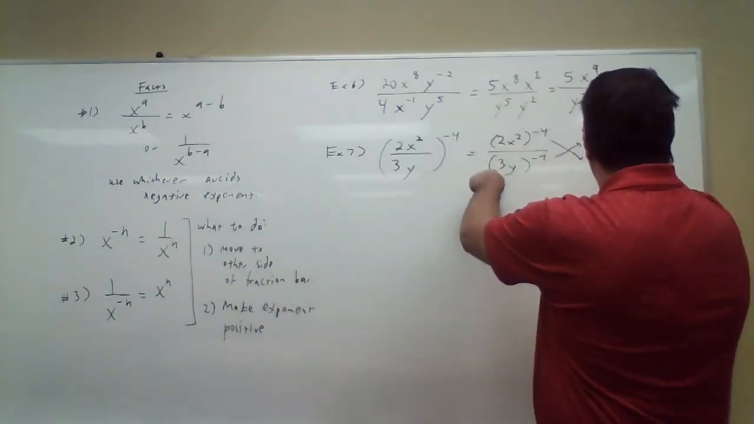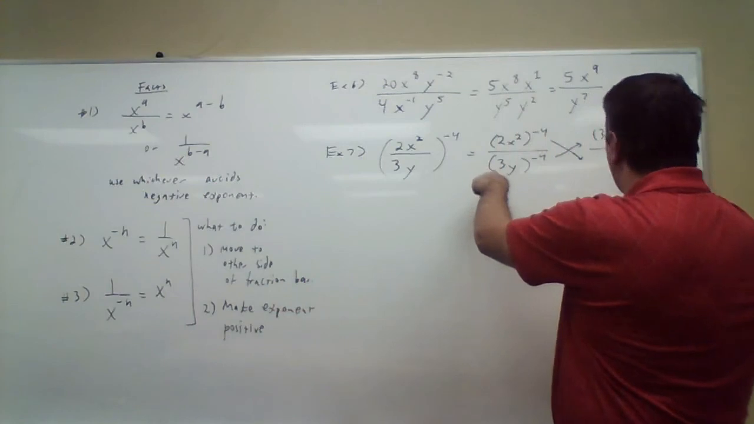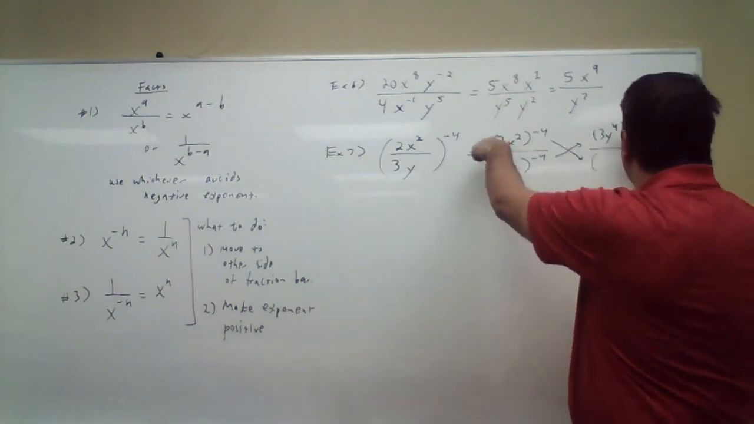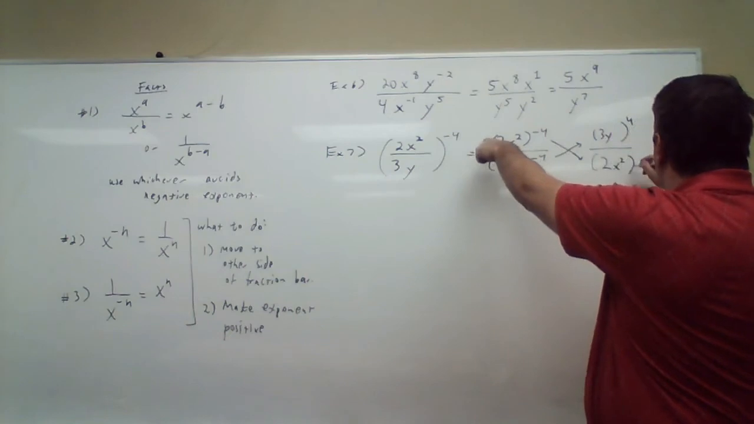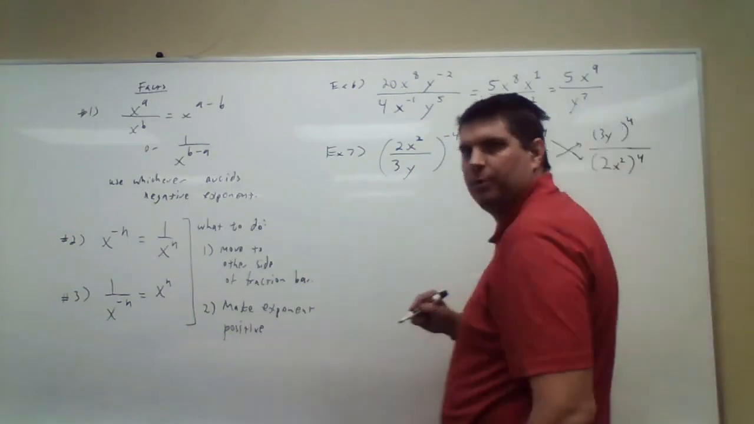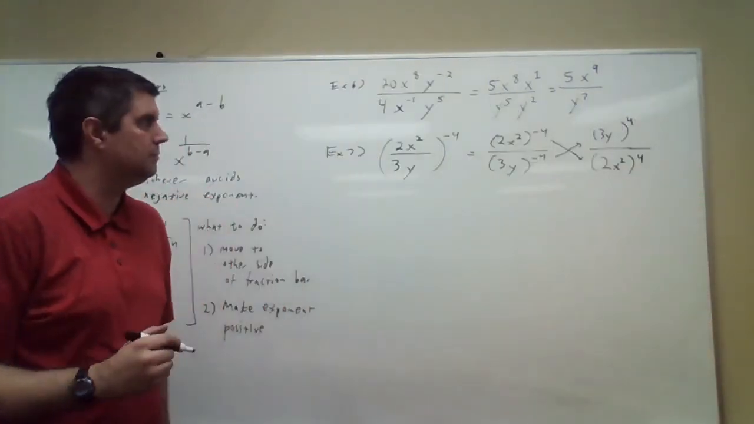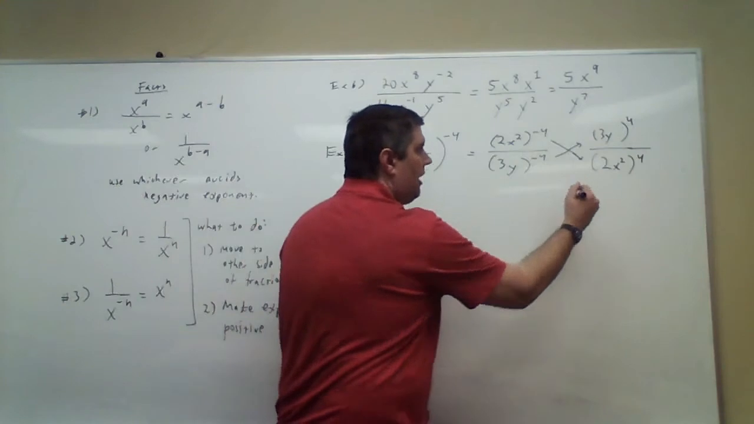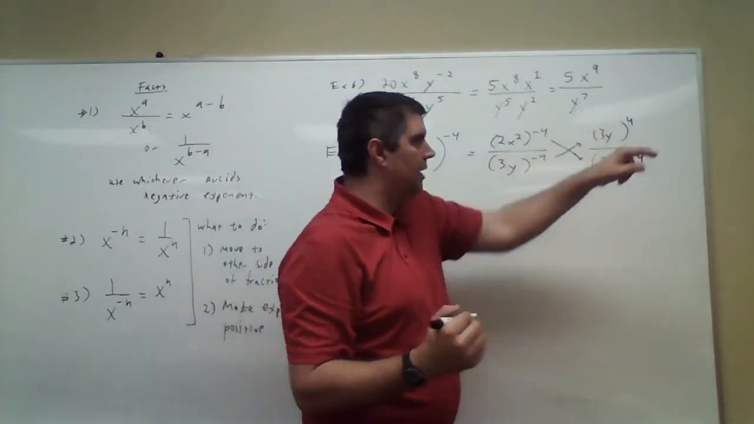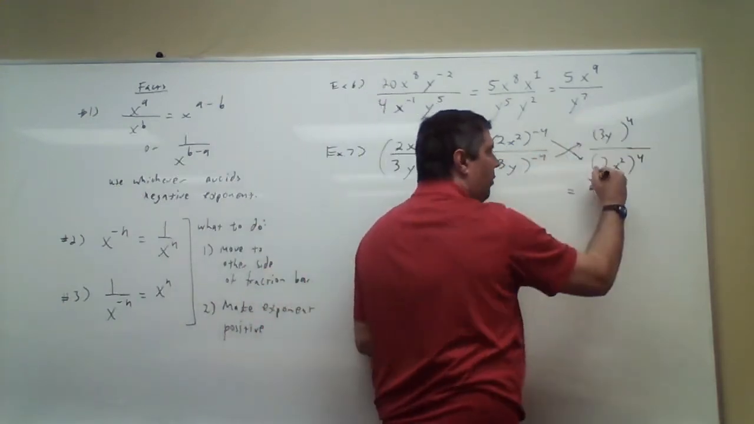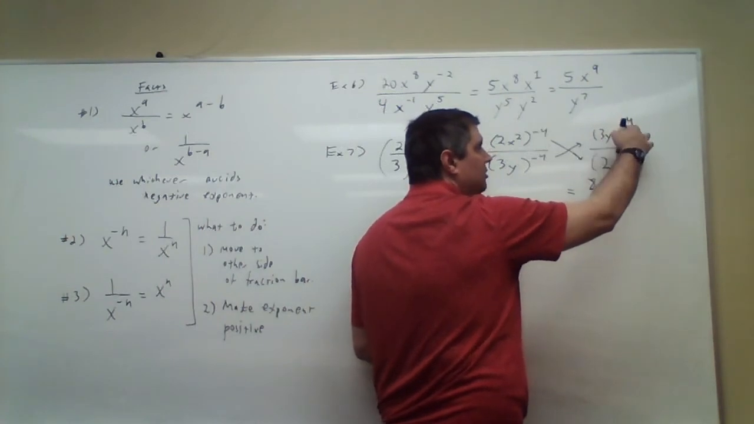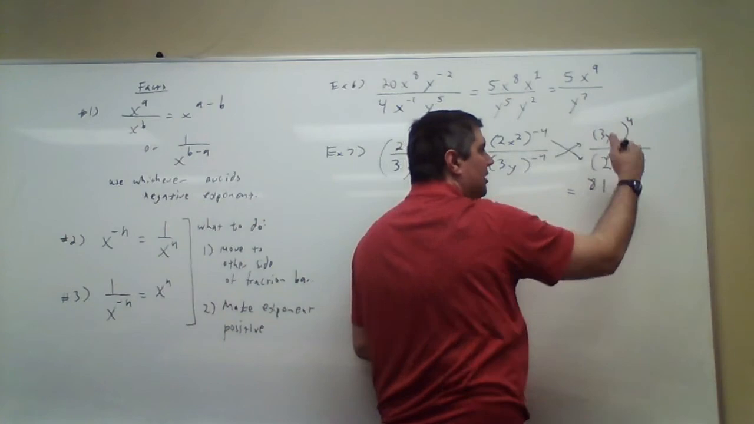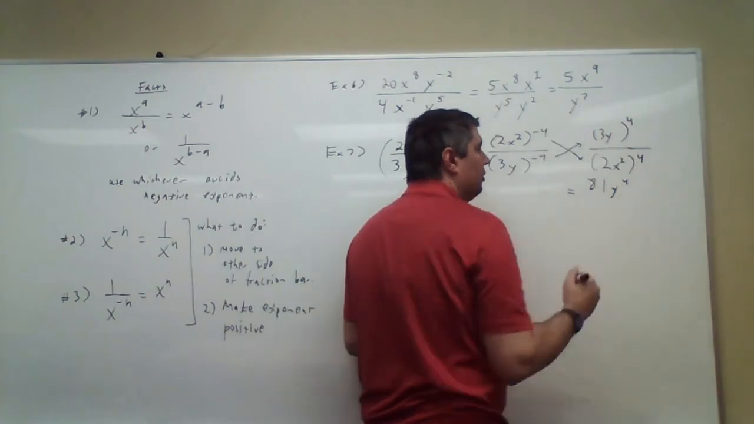This is going to be 3y to the fourth over 3y all to the positive fourth. This is going to be 2x squared also to the positive fourth. All right, so I'm going to take this to the fourth like I normally would. 3 to the fourth is 81. And then y to the first, you multiply the exponents when you raise exponents to exponents. This will be y to the fourth.